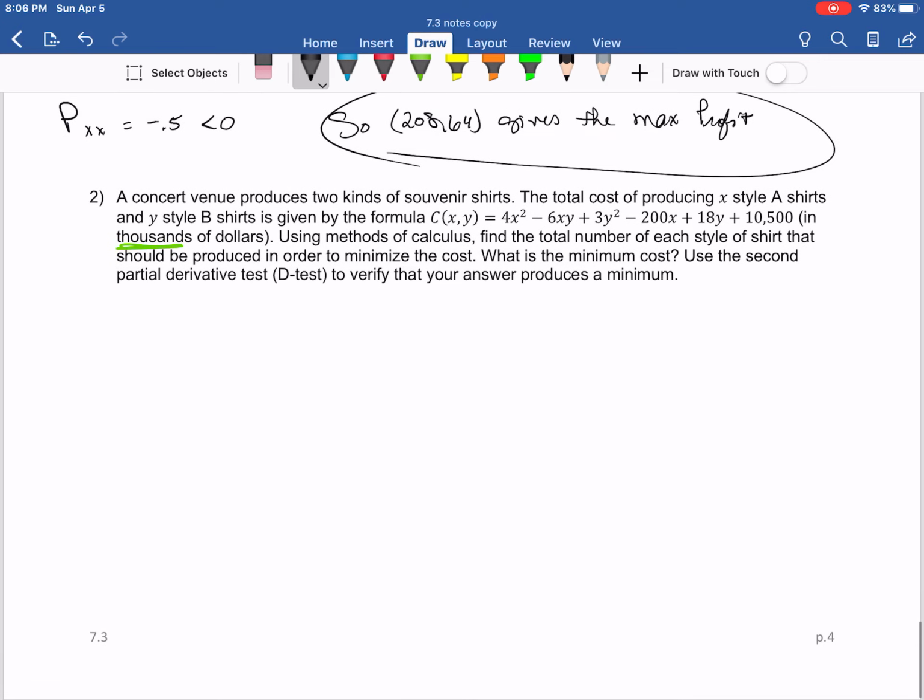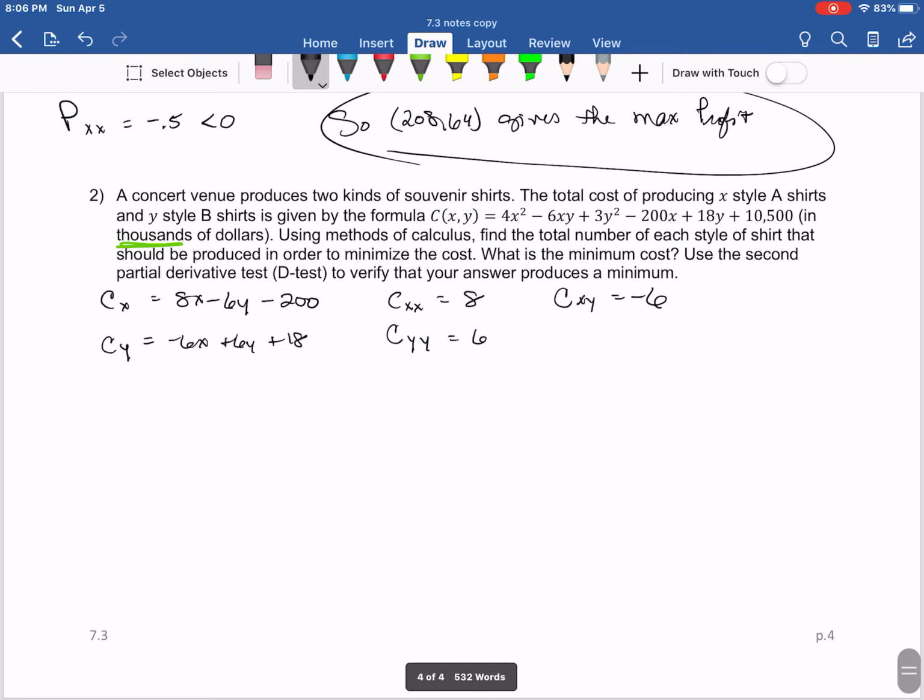So we want to find the partial of C with respect to x, and we are going to get 8x minus 6y minus 200. Find the partial with respect to y, we should get negative 6x plus 6y plus 18. And find the second partials while we're at it. All right, so we've got that for later.